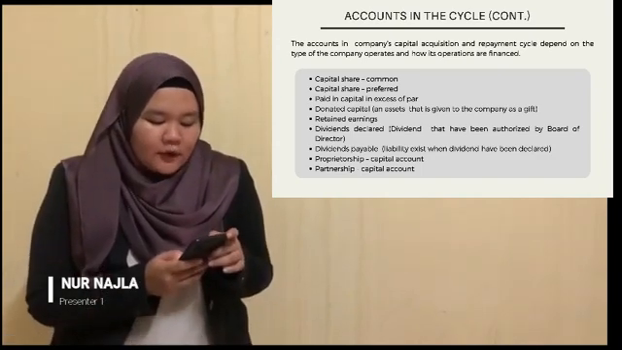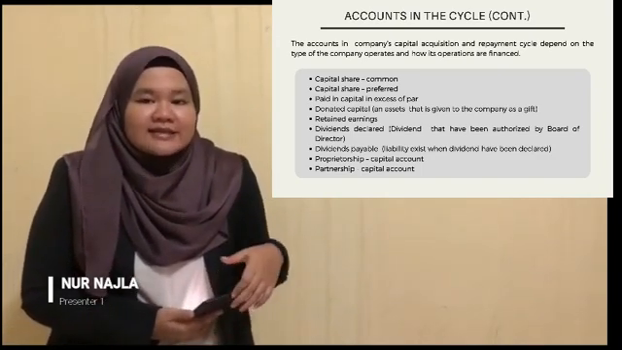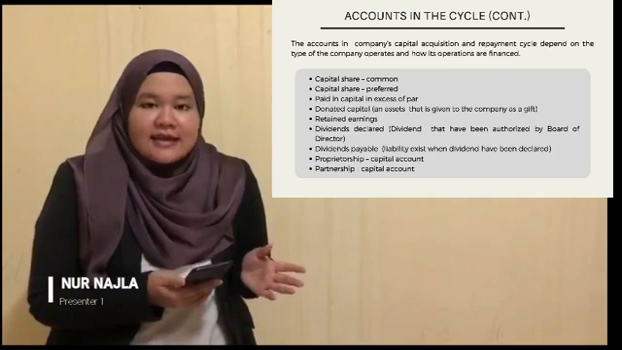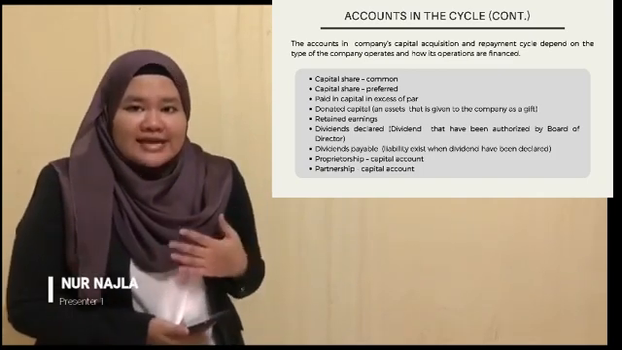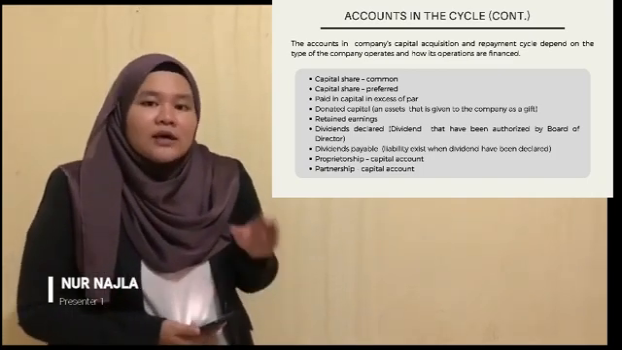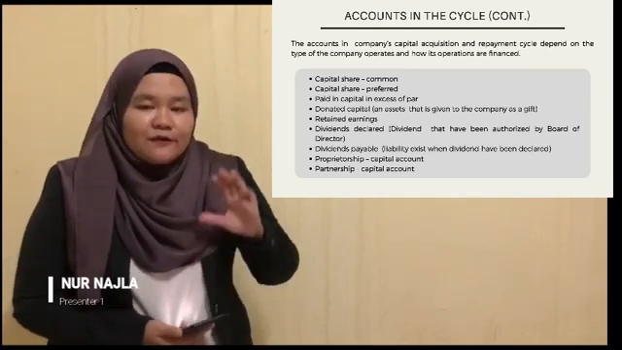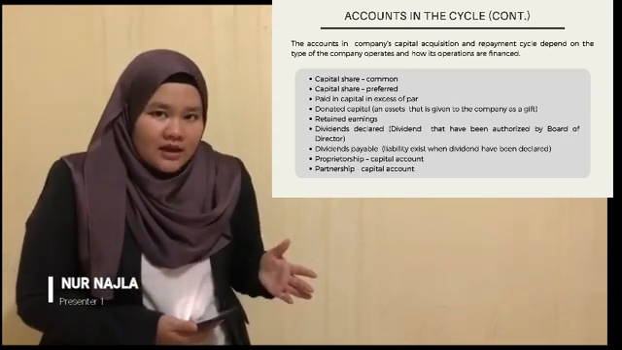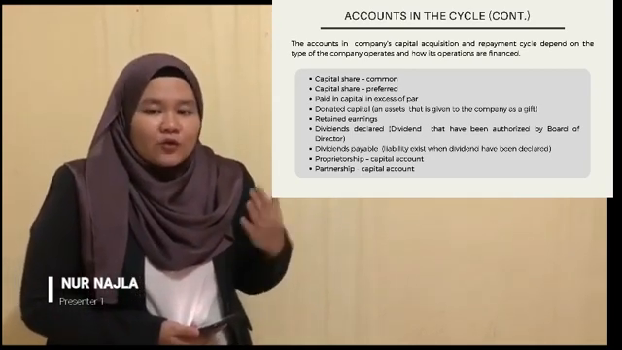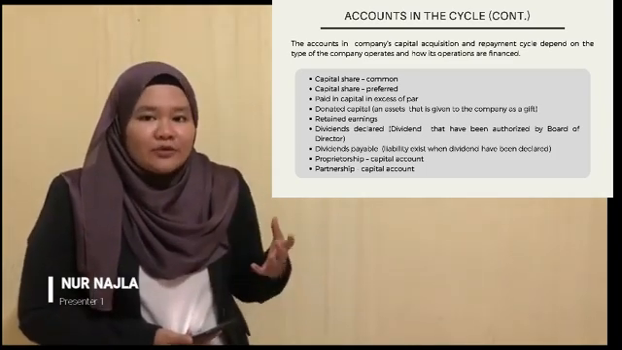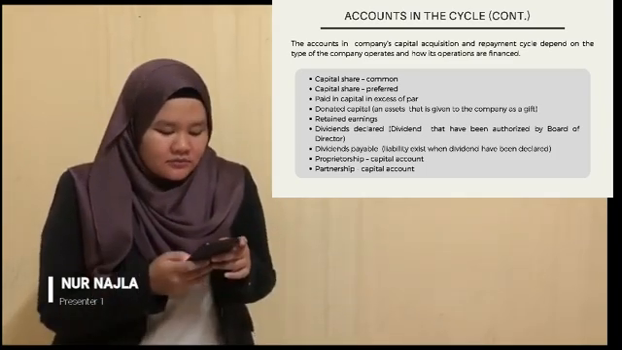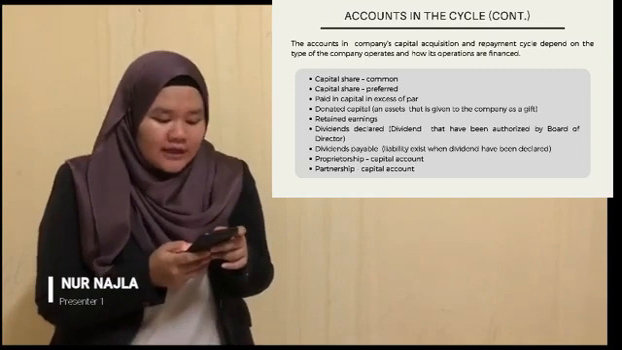For donated capital, it is actually an asset that is given to the company as a gift. For example, a local community gives free land to the company because the company has agreed to build a charity building on that land. We have also retained earnings.